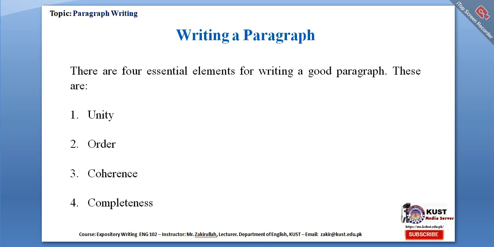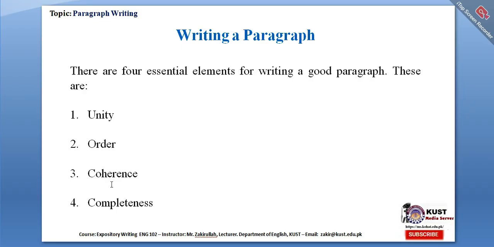The second one is order, which refers to the logical arrangement of ideas within a paragraph, which means that sentences should be organized in a clear sequence, such as chronological order, or, for example, order of importance. If you think that certain things are important, you should put them at the top of the paragraph, and you should put the least important things at the bottom of the paragraph. Or you can also make the order from general to specific so that the reader can easily follow your thoughts.